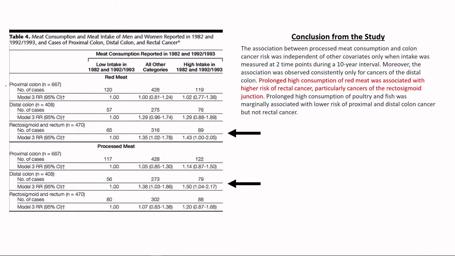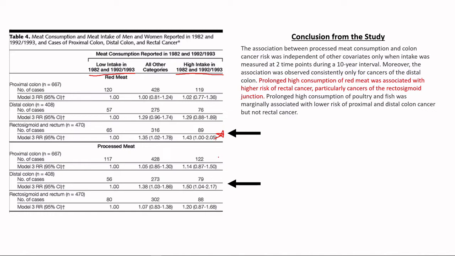Let's start with that third set of data from which the authors draw their conclusion. This is the meat consumption from both food frequency questionnaires in 1982 and 92 with colon cancer subtypes. The authors separated the data into 3 categories: low intake in 82 and 92, high intake in 82 and 92, and all other categories. From their conclusions, the authors reported that prolonged high consumption of red meat was associated with high risk of rectal cancer, particularly in the rectosigmoid junction.